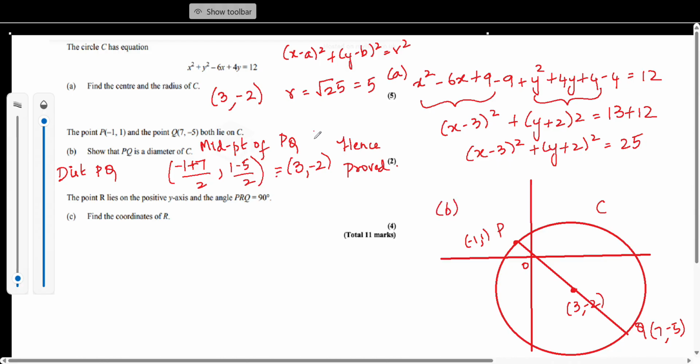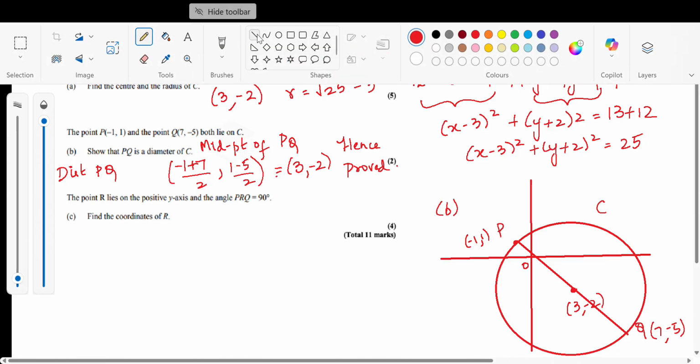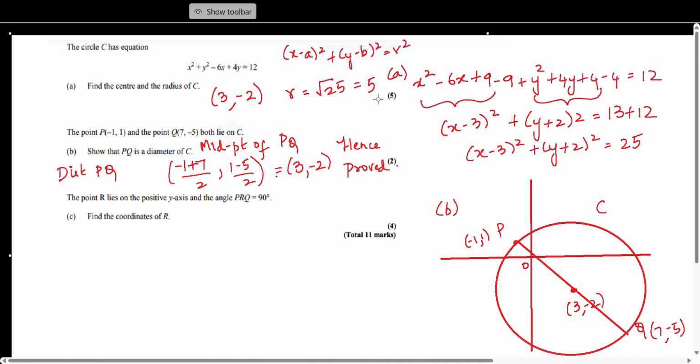Now, coming to part C. The point R lies on the positive y-axis and angle PRQ is 90. Find the coordinates of R. Now, we have PQ already in the picture. PQ is the diameter. It says PRQ is 90. Whenever we have these things in a circle diagram, you should remember that the angle in a semicircle is a right angle. We all know.